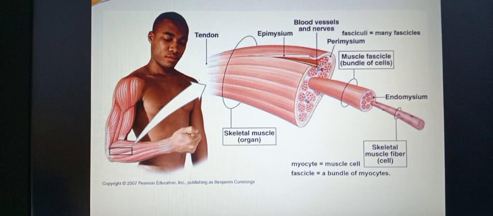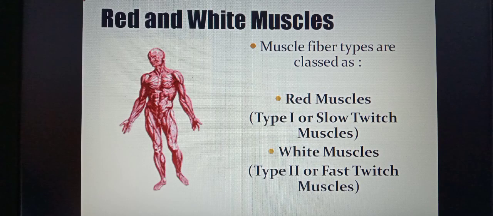So, let's proceed to red and white muscles. Muscle fiber types are classed according to color. We have here red muscles, which are type 1 or slow twitch muscles, meaning they can work for a long period of time before fatigue. The other one is white muscle, which is classified as type 2 or fast twitch muscles, meaning they are fast but fatigue easily.